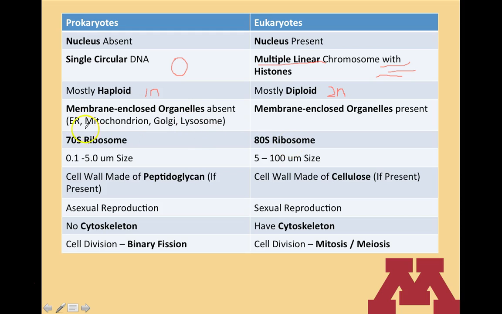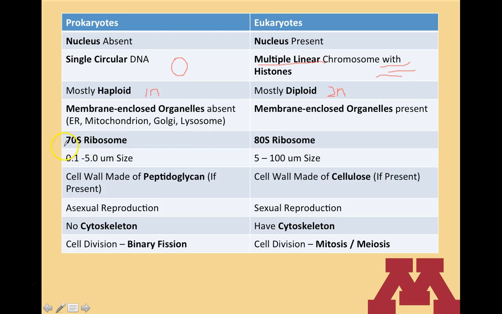For the prokaryotes, they usually don't have membrane-enclosed organelles, for example, the endoplasmic reticulum, mitochondria, Golgi apparatus, and lysosome. Eukaryotes, on the other hand, have those membrane-enclosed organelles. One thing to mention is that you have to know the function of those organelles. You have to be very familiar with them.